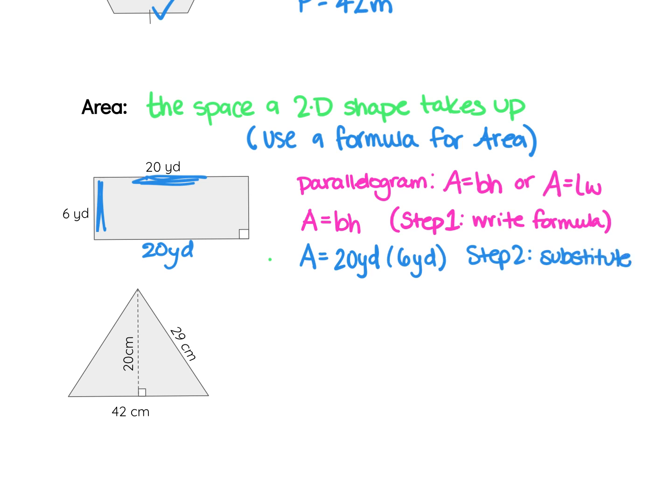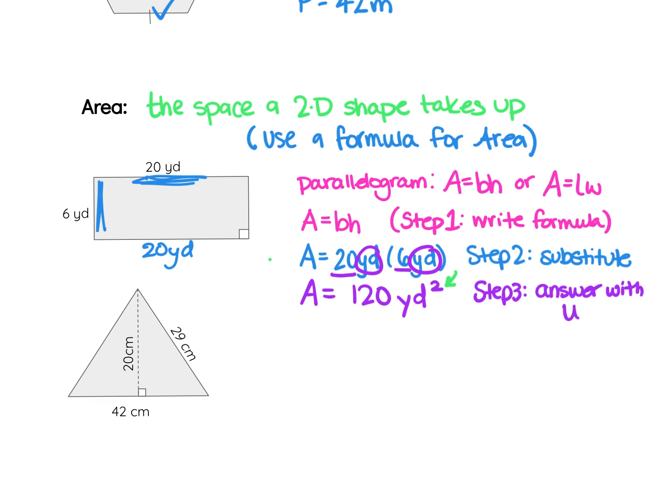And last but not least, step 3 is going to be to calculate it. You're going to write your answers with your units. So 20 times 6 is 120. Yards times yards is yards squared. And this is important. When you're dealing with area, your units are always going to be squared. So step 3 is writing your answer, and the most important part, with units. Don't forget that.